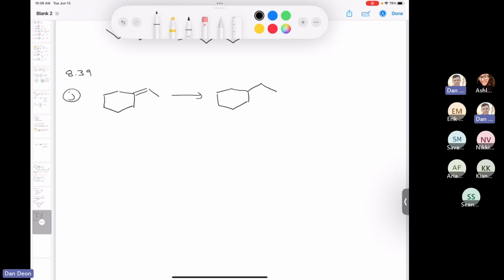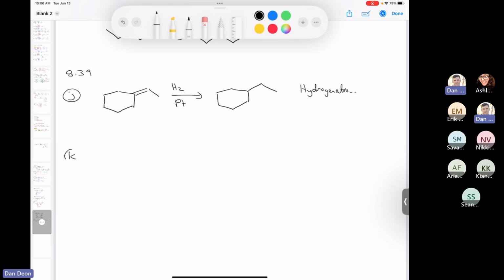So for this one, it's just a hydrogenation reaction. That's right. So all you need is hydrogen. Somebody put platinum. Savannah said platinum. We'll use that, and you could use palladium or nickel, and it will give you the same answer.